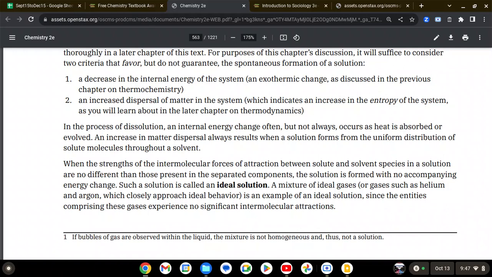In the process of dissolution, an internal energy change often, but not always, occurs as heat is absorbed or evolved. An increase in matter dispersal always results when a solution forms from the uniform distribution of solute molecules throughout the solvent. When the strengths of the intermolecular forces of attraction between the solute and solvent species in a solution are no different than those present in the separated components, the solution is formed with no accompanying energy change. Such a solution is called an ideal solution. A mixture of ideal gases, or gases such as helium and argon, which closely approach ideal behavior, is an example of an ideal solution, since the entities comprising these gases experience no significant intermolecular attractions.